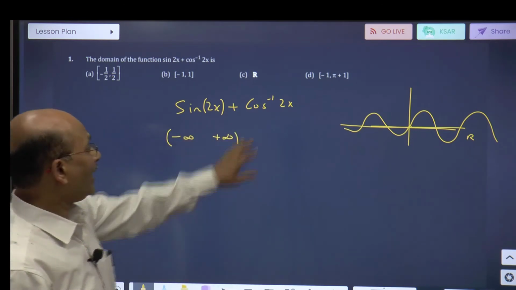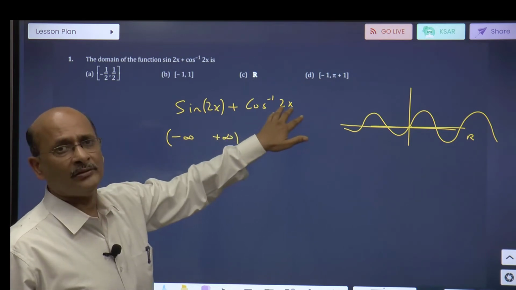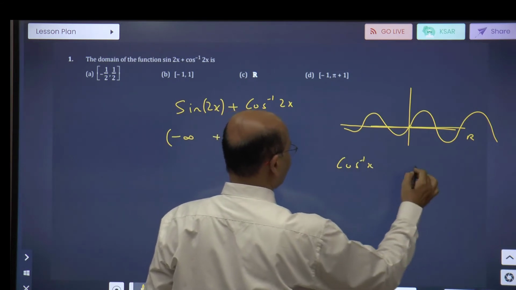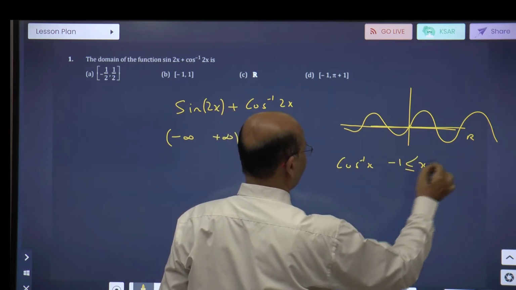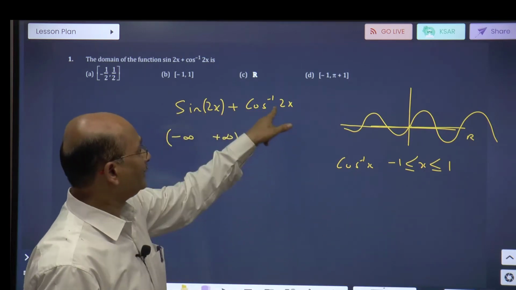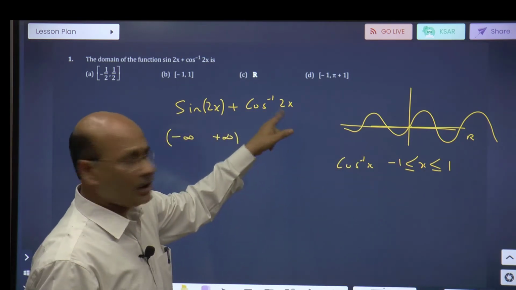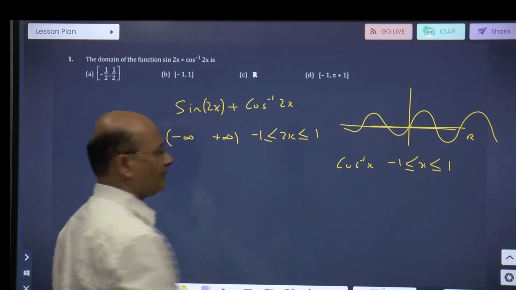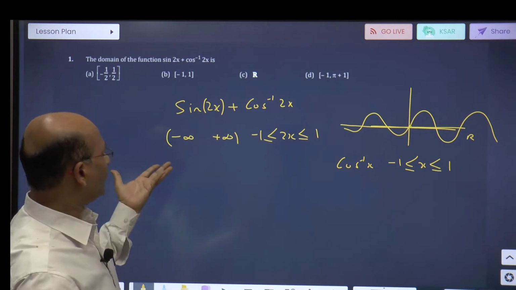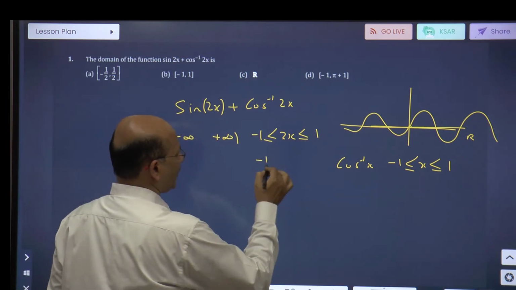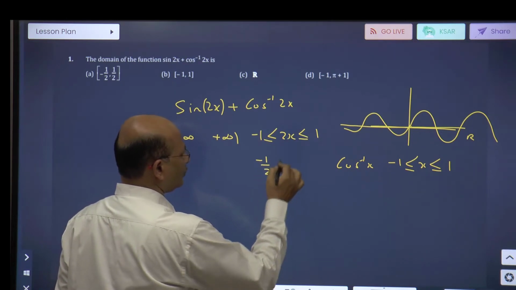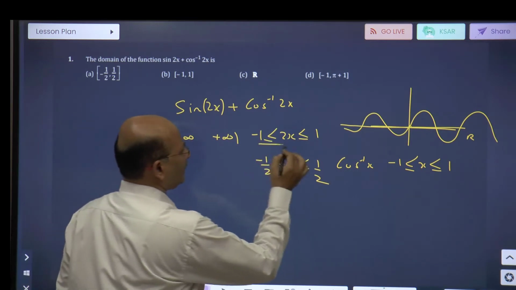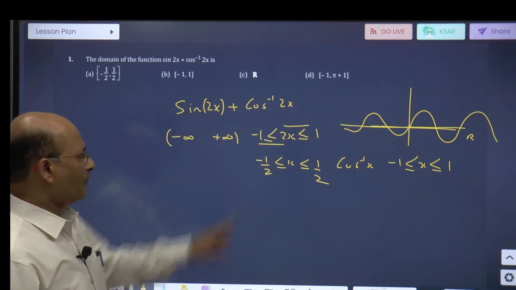Right. Now I am talking about the domain of cos inverse. What is the domain of cos inverse? Everybody knows, for cos inverse x, the domain is x greater than or equal to minus 1, less than or equal to 1. Just now I showed you. But this x is replaced by 2x. So I can say 2x is greater than or equal to minus 1, less than or equal to 1. Dividing by 2, this becomes minus 1 by 2 to 1 by 2. So minus half to half.